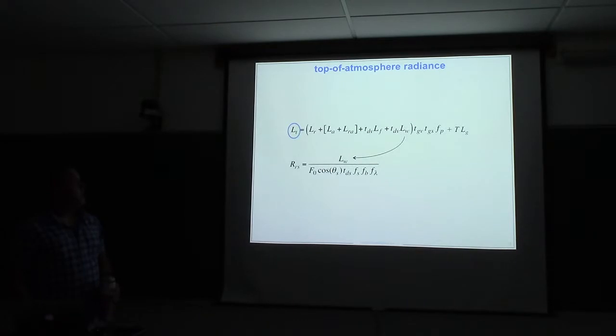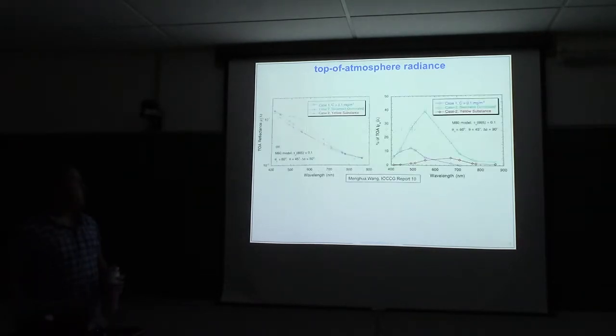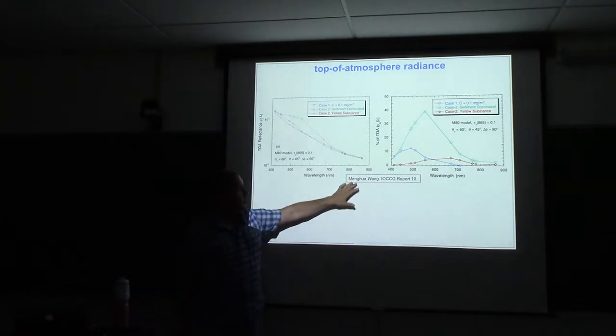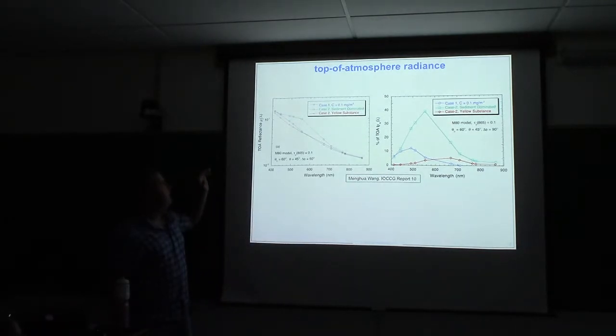So we'll stop at top of atmosphere radiance. This is to beat the horse a little bit more about how big the signal is at the top of the atmosphere and how small the signal is at the sea surface. This is from an IOCCG report that came out on the order of 10 years ago.